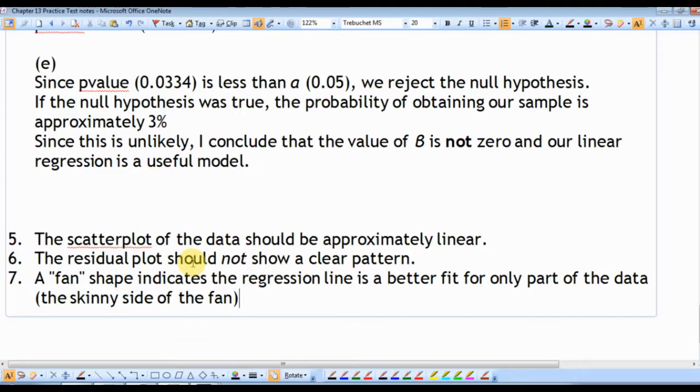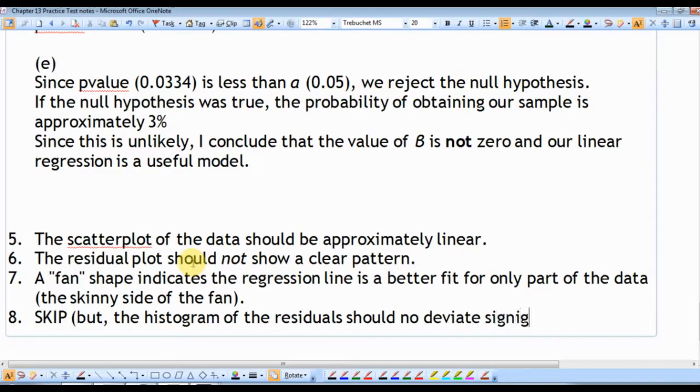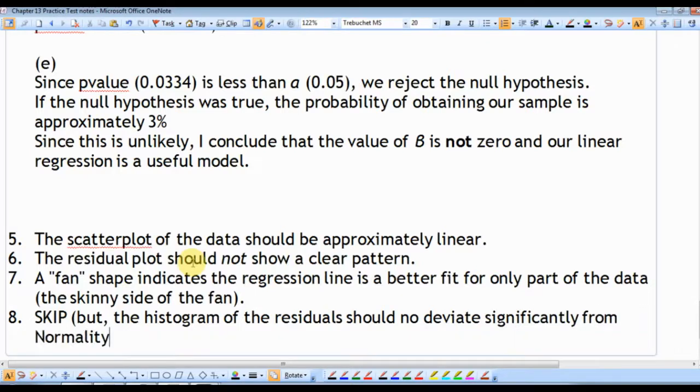Number 8. Describe the ideal shape of the histogram for the residuals. We're not really going to talk about this one, so we can skip this. Okay. But just between you and me, the histogram of the residuals should not deviate significantly from normality. Remember that phrase, deviating from normality?